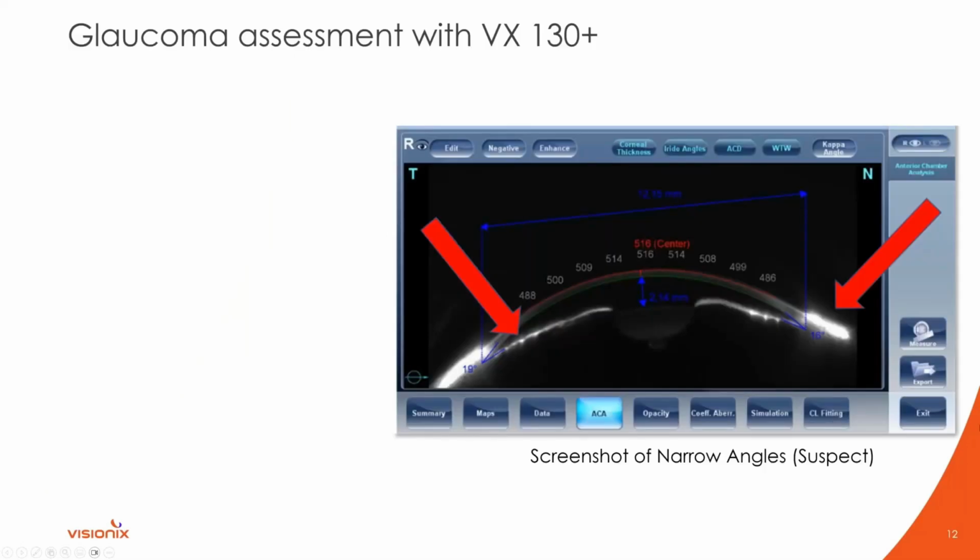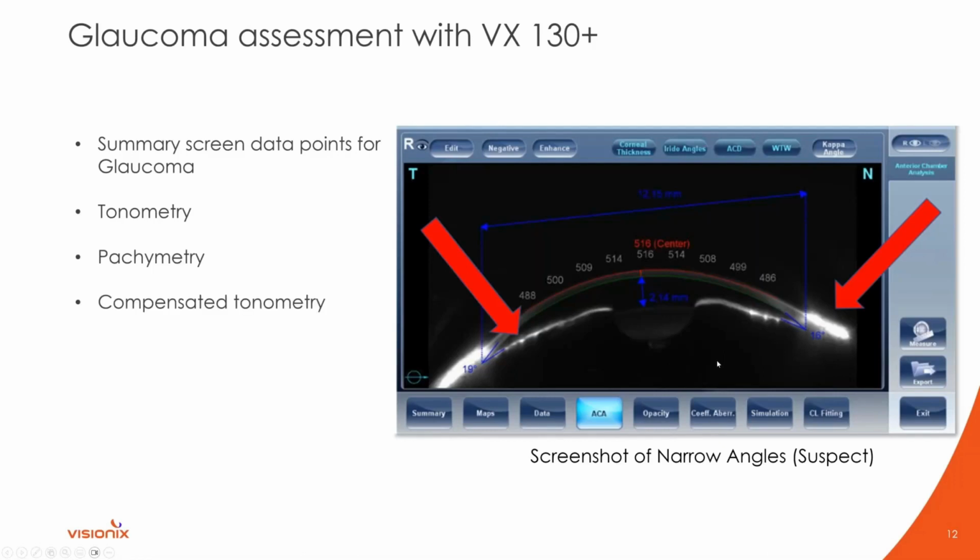The VX130 Plus is so much more than just an AR machine. We use the VX130 Plus to help assess glaucoma and glaucoma suspects. It is able to do tonometry, pachymetry. You are also able to get compensated tono as well, as well as get angle measurements, both nasally and temporally, and a white-to-white comparison.